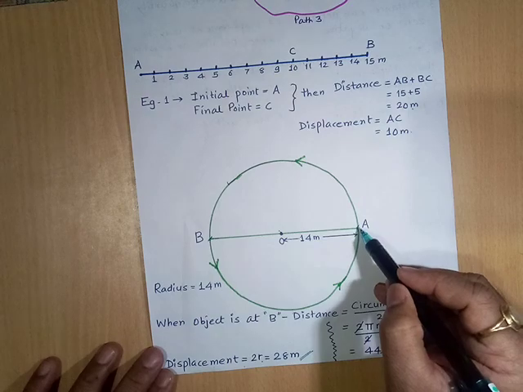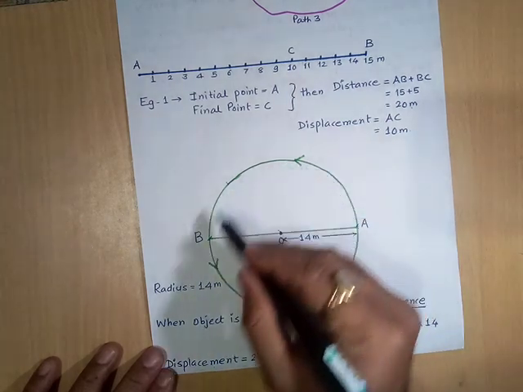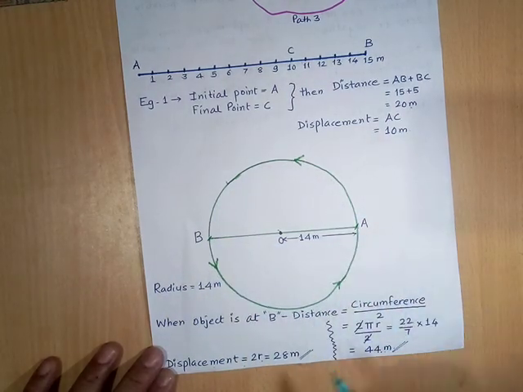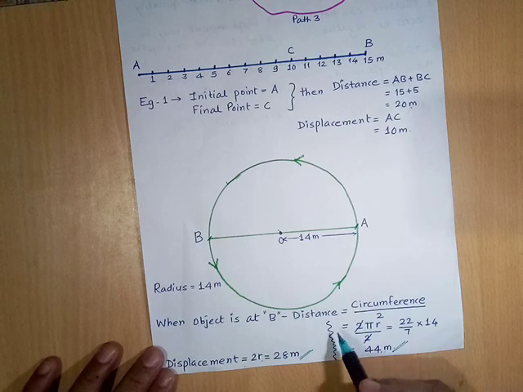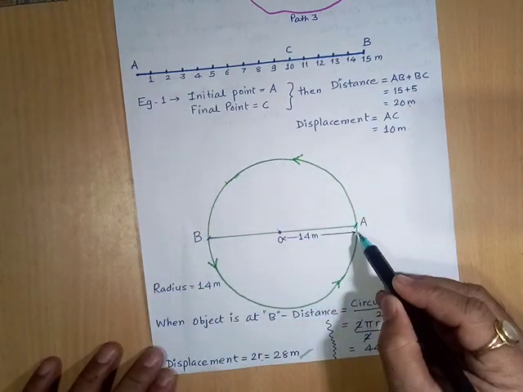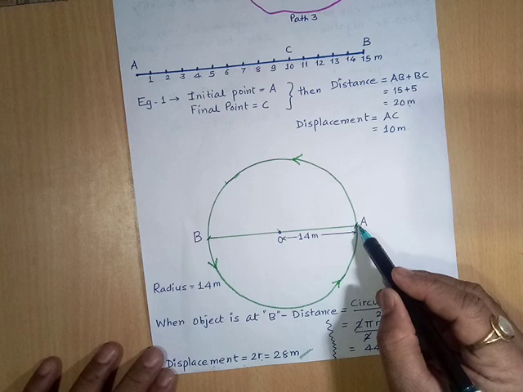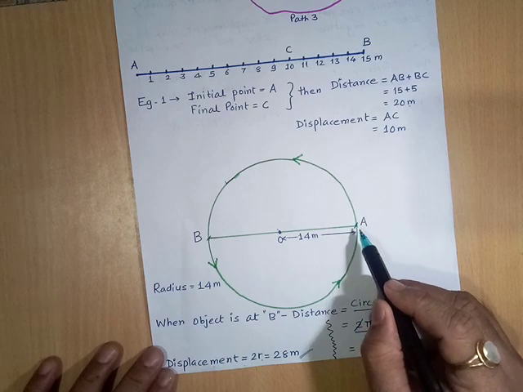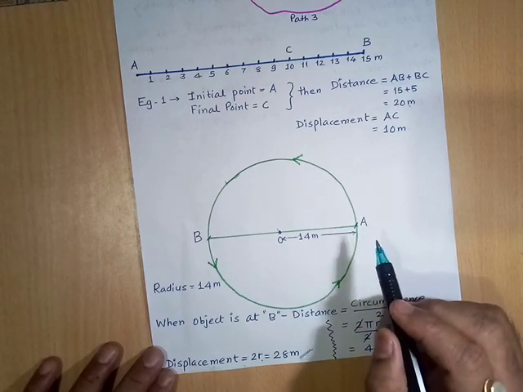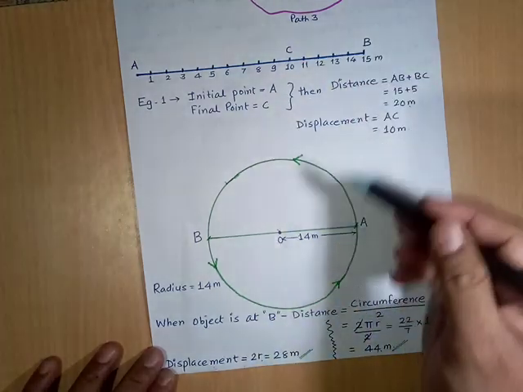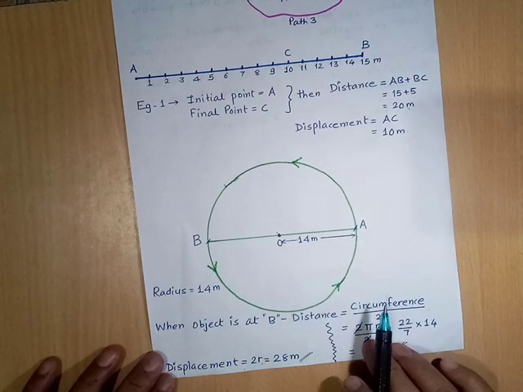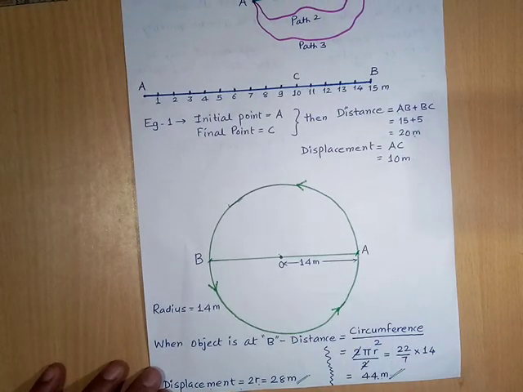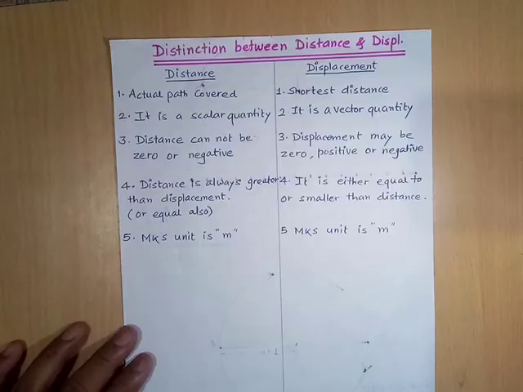Now imagine that the object travels from A and reaches again this point A. Then the distance covered by the object is the total circumference of this circular path. But for displacement, since A is the initial point and A itself is the final point, the displacement would be 0. So these are the various examples by which the variation in distance and displacement can effectively be studied.